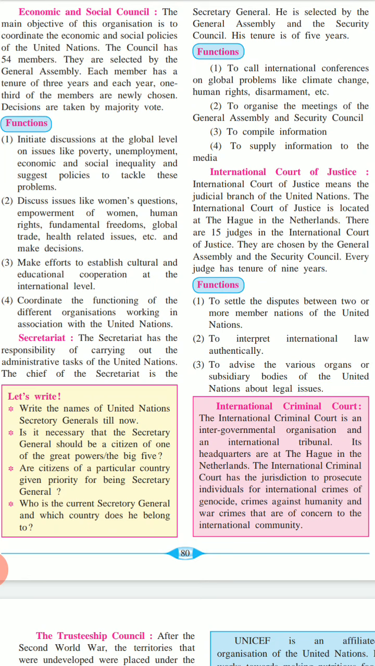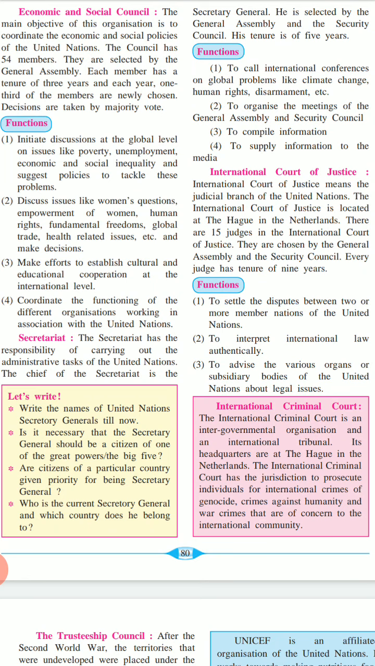Okay, so the chief of the Secretariat is the Secretary General. He is the person who takes care of the administrative tasks in the United Nations. He is elected by the General Assembly and the Security Council. So both the General Assembly as well as the Security Council elect this Secretary General, and his tenure is of only 5 years. So now let's see the functions, students.